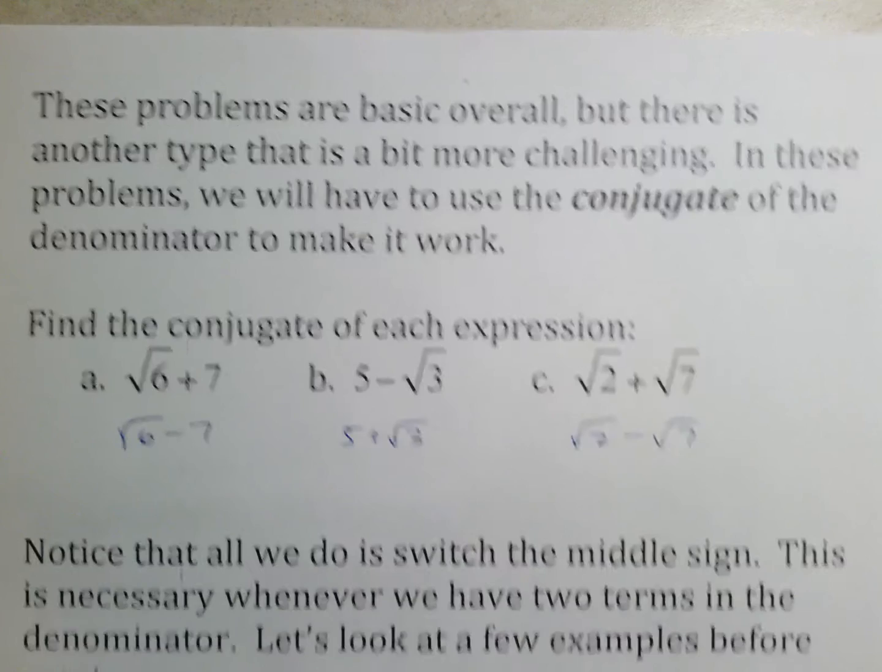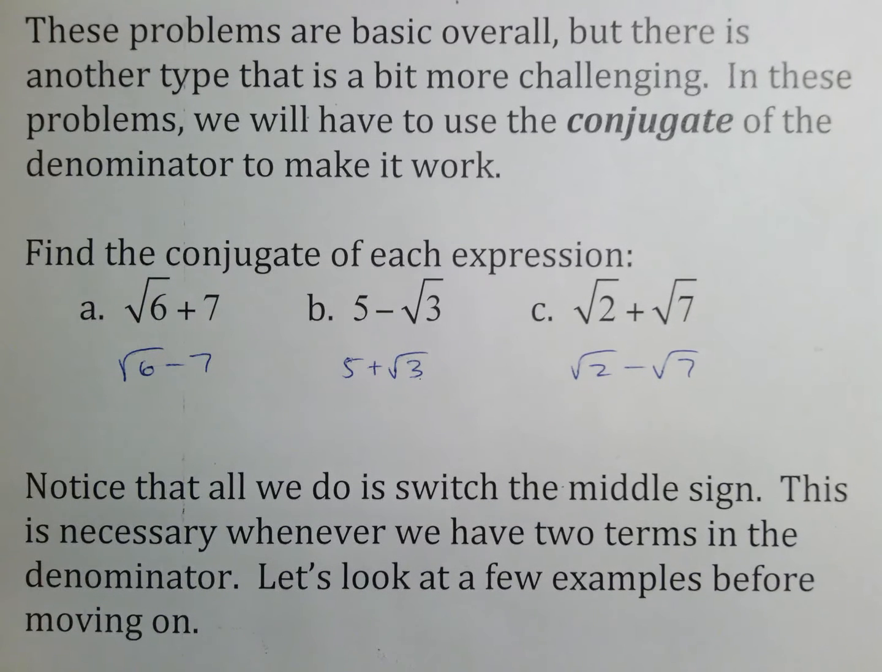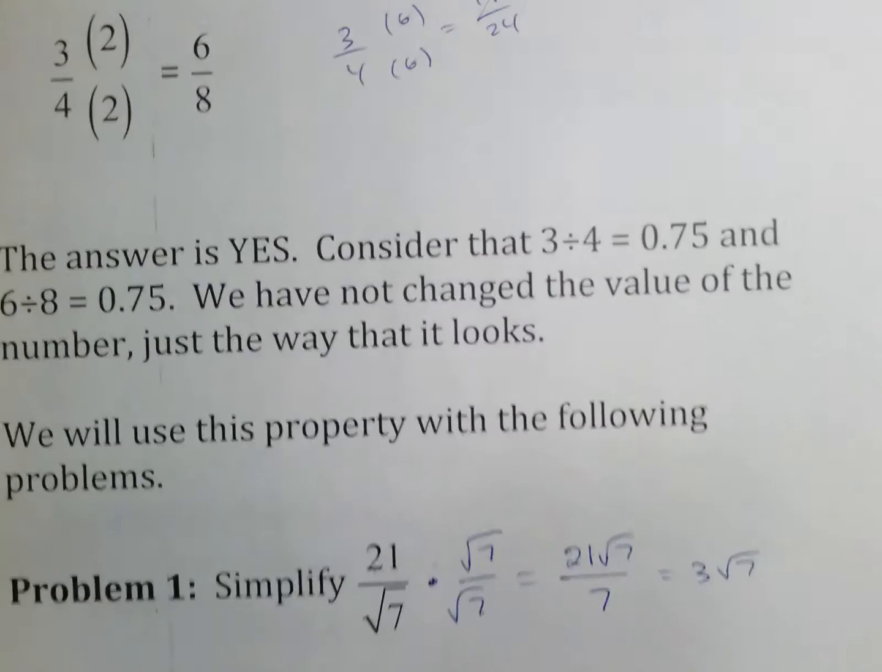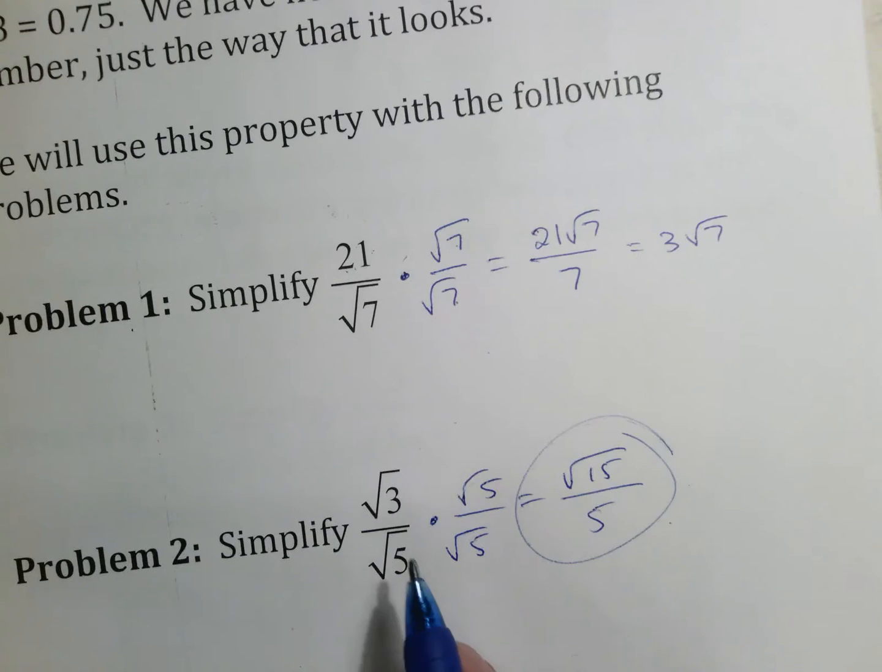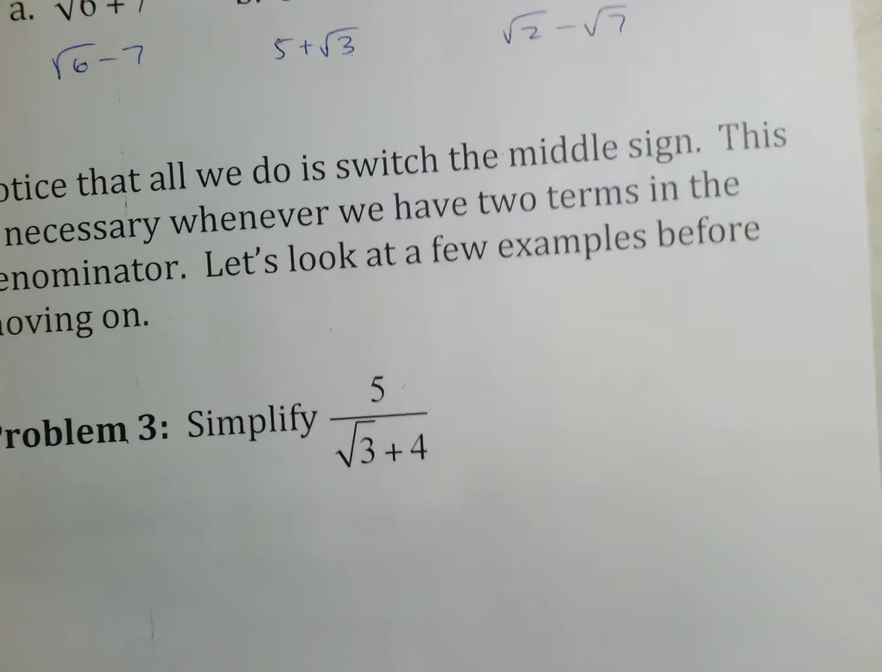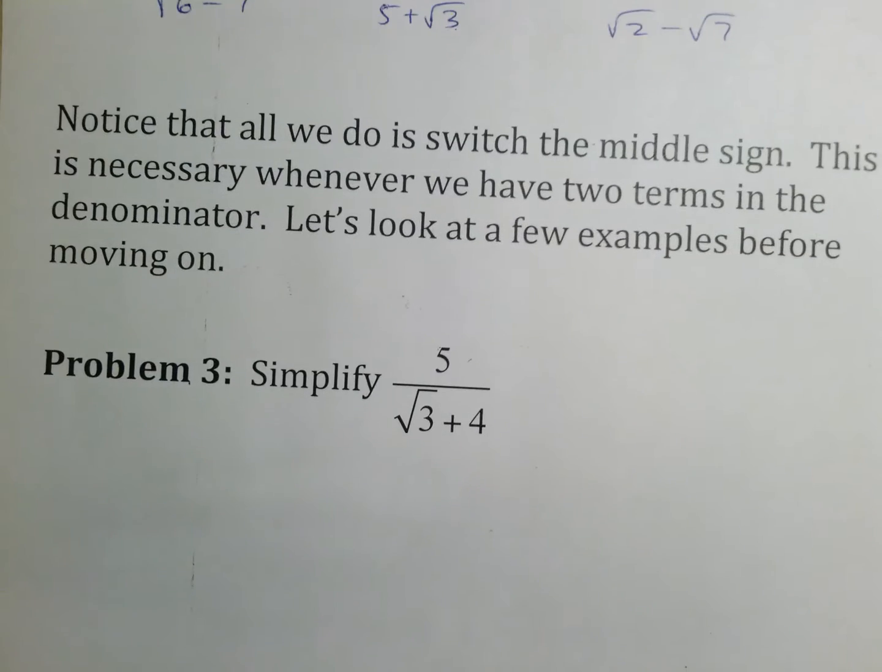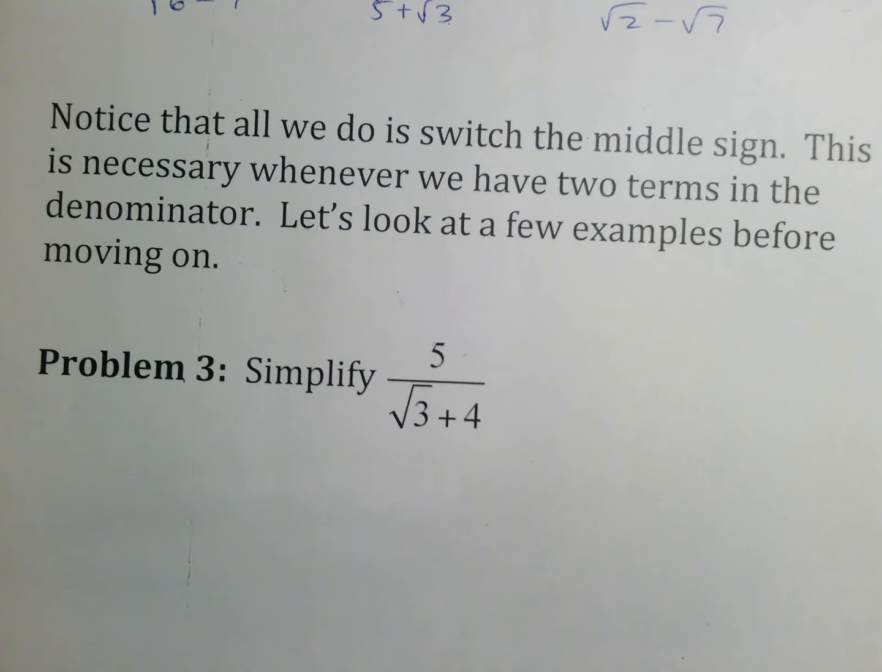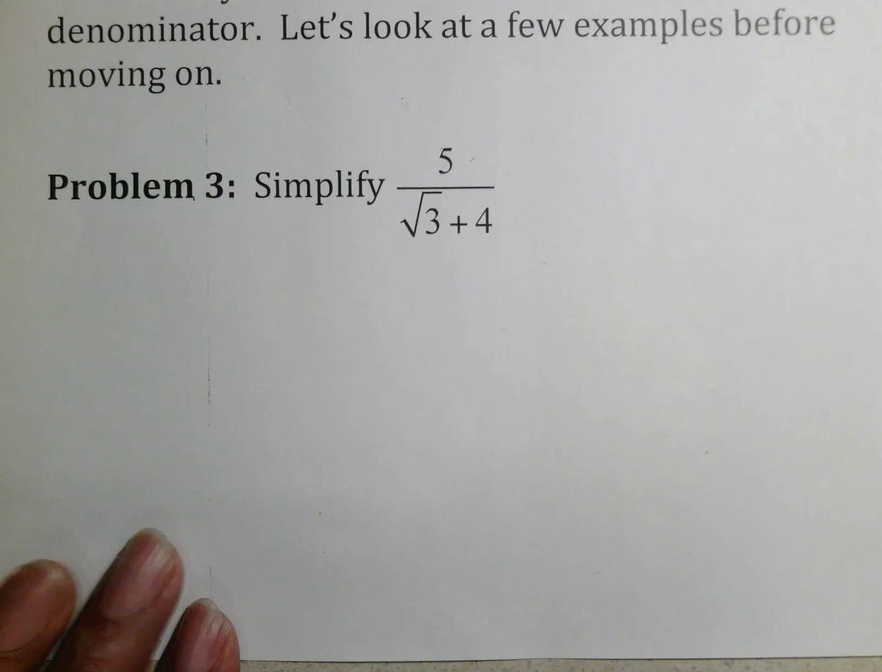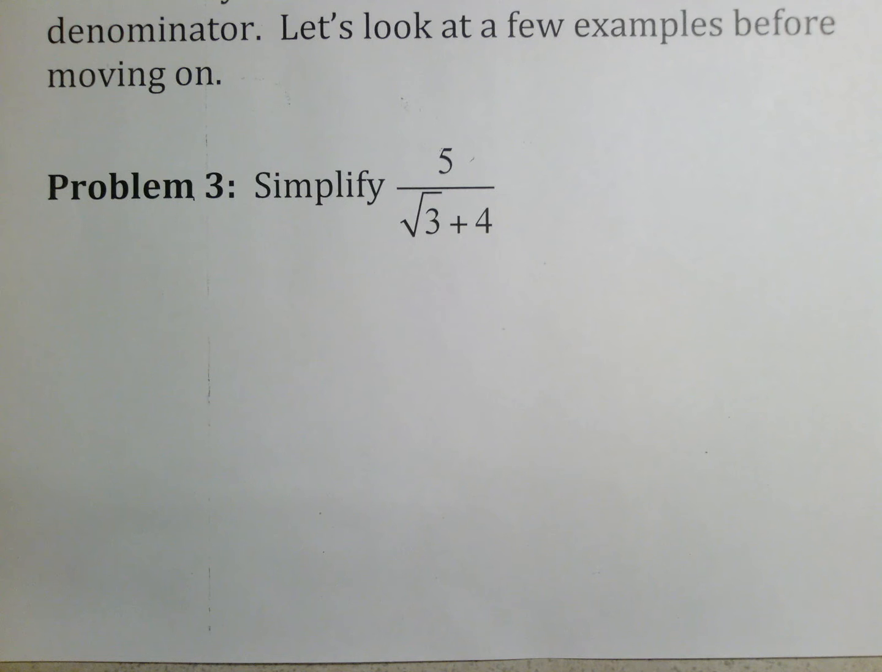And I want you to notice that all we did is switch the middle sign. This is necessary whenever we have two terms in the denominator. Think about the questions we just did. They had one term in the denominator the whole way through, and there was really nothing there. So you had a root 7 on the bottom, which is easy to deal with, a root 5 on the bottom, which is easy to deal with. But when you look at example 3, problem 3, you notice that there is a root at the bottom, but there is also a plus sign, and that is an issue.